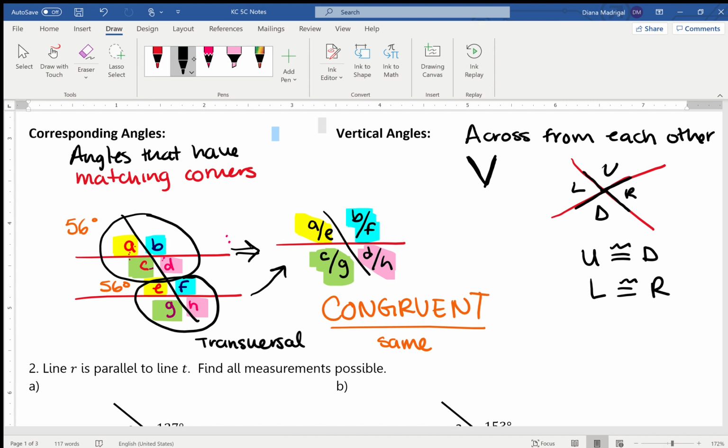And guess what? Vertical angles are also congruent. That's why I use this little symbol right here, which means that the upper angle is the same thing as the downward angle. Same thing with the left angle. The left angle is the same thing as the right angle. They're congruent. You're always matching the angles across from each other.